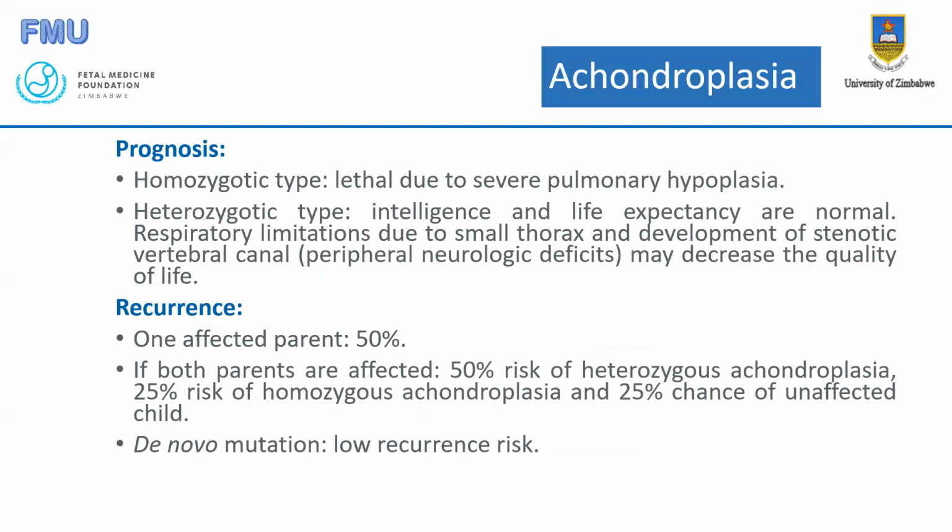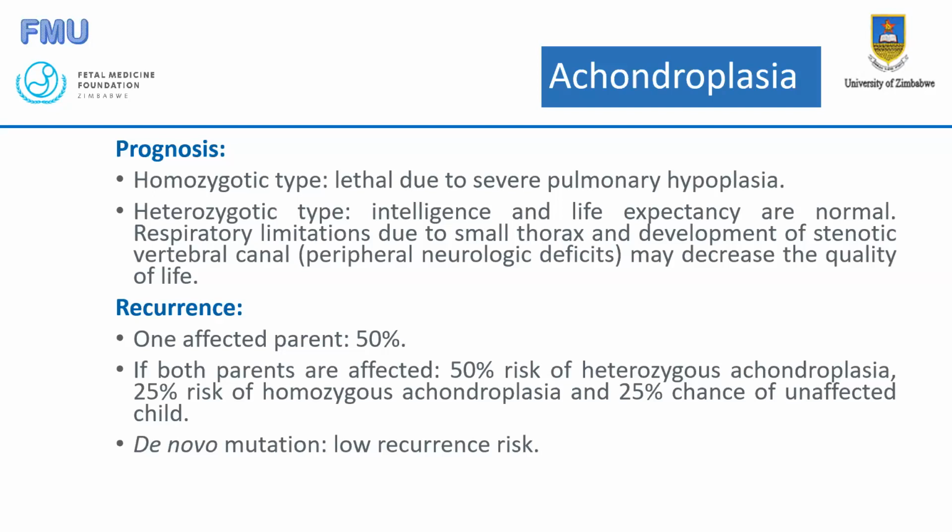Then prognosis, if it is the homozygotic type. Homozygotic type means both the father and the mother pass on the gene to the baby. It means we have two short parents. The condition becomes lethal due to severe pulmonary hypoplasia. This is why you always ask those short mothers, is your husband short as well? Because what we are trying to find out is if we will be dealing with the homozygotic type, to say the baby has inherited two mutated FGFR3 genes from the parents.